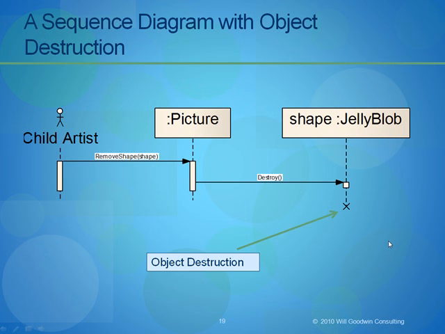Once again, our child artist is at work, and they've decided that they don't want that jelly blob in their picture anymore. So they're sending a message to the picture object that they want to remove the selected shape, and the picture object then is sending the destroy message to the jelly blob. And you'll notice that's it. The jelly blob is no longer in existence. That object is now no longer in our program, and obviously it's not in the picture anymore either.